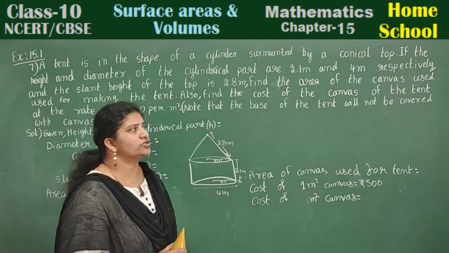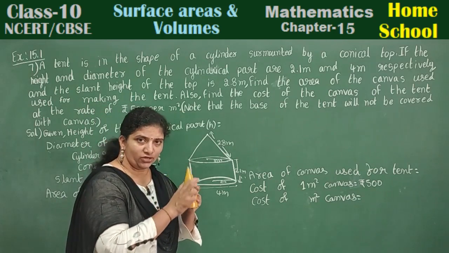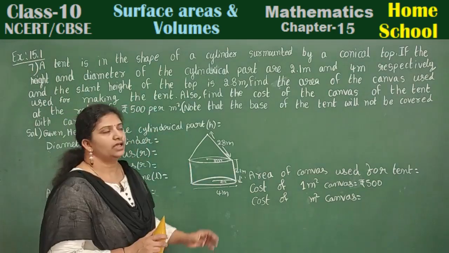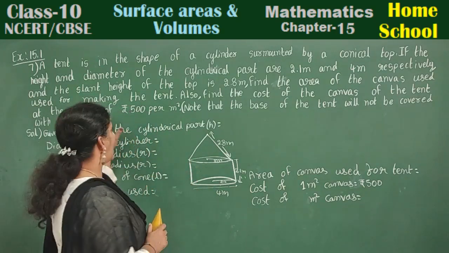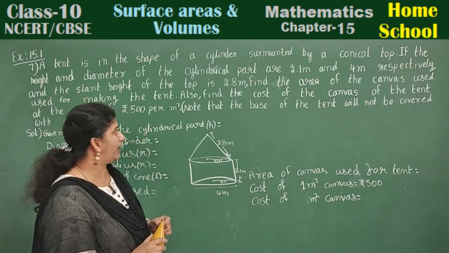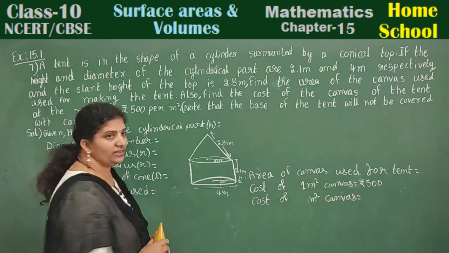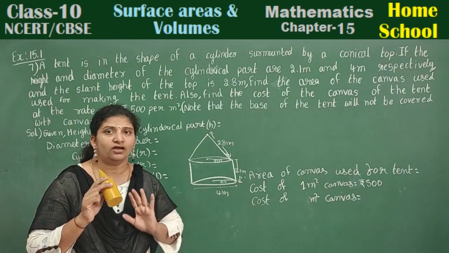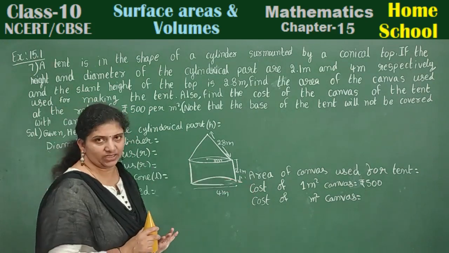Also find the cost of the canvas of the tent. We don't know the cost. First we need to find the area of the canvas, and then the cost of the canvas of the tent at the rate of rupees 500 per meter square. Note that the base of the tent will not be covered with canvas. Base of the tent is not covered with the canvas. So, other than this area we need.